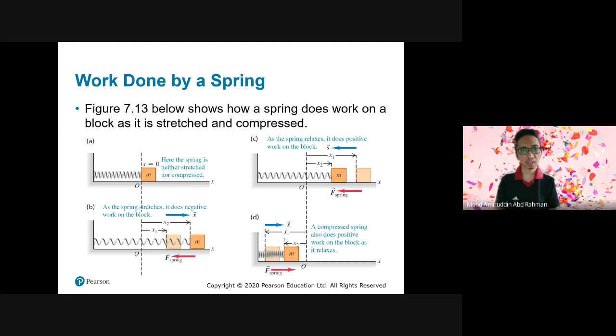When the spring relaxes, it does positive work on the block, because now it is going in the negative x direction. And then after it's compressed, it must go back to its original position. So the spring force is in that direction, and s is also in that direction. So this is also positive. So how do you find whether the work is negative or positive? You remember that W is Fs. When F is opposite to s, of course W will be negative, and this W will be positive, and this one will be positive.